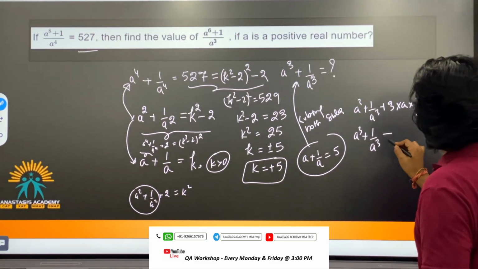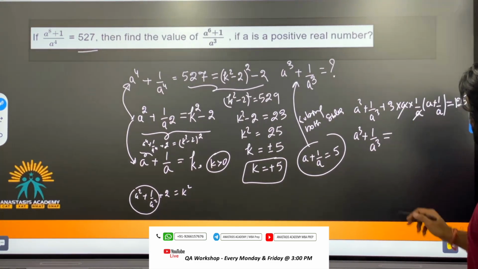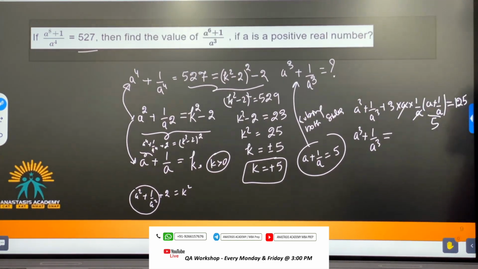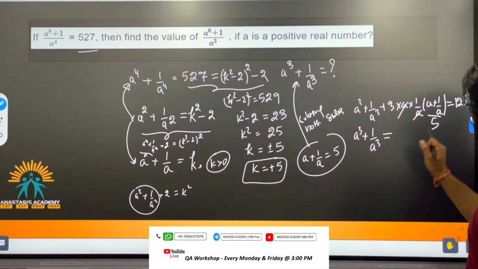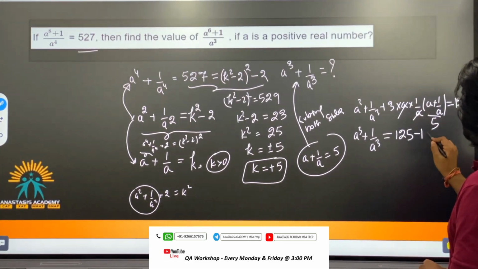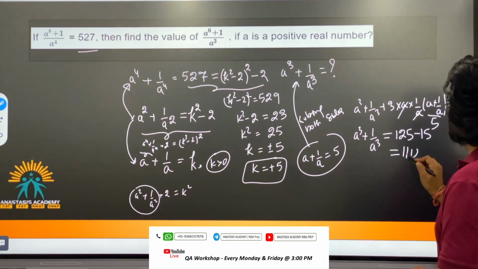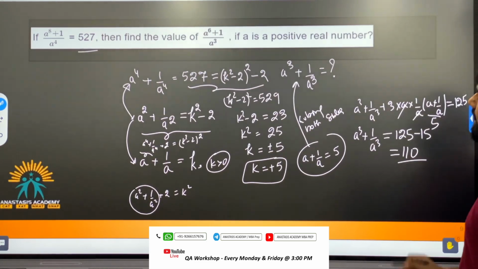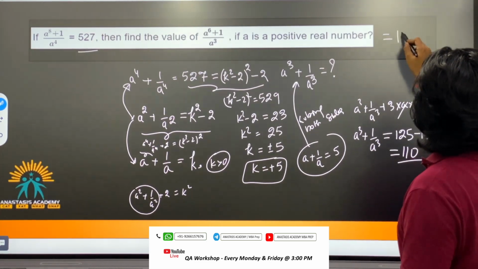is equal to, this gets cancelled. A plus 1 upon a is 5. So the value of this term is 5. 5 into 3 is 15. 15 goes to the other side, so it becomes 125 minus 15. So I get 110 as the value of a cube plus 1 upon a cube. So the correct answer to this question would be 110.